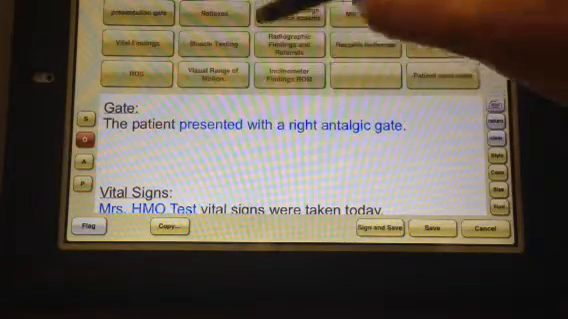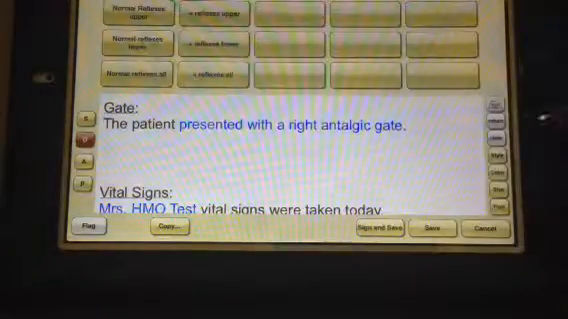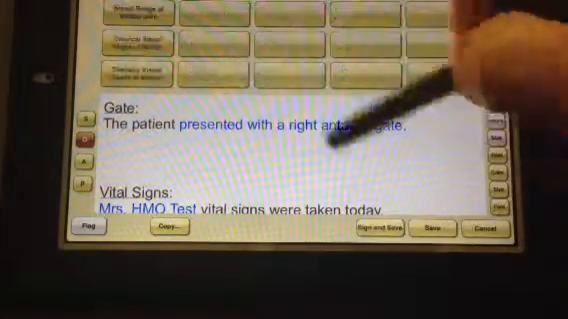And then we're going to go under reflexes. We did upper and lower reflexes. They were all normal. So we're going to get out of reflexes, and then we're going to go under visual range of motion.